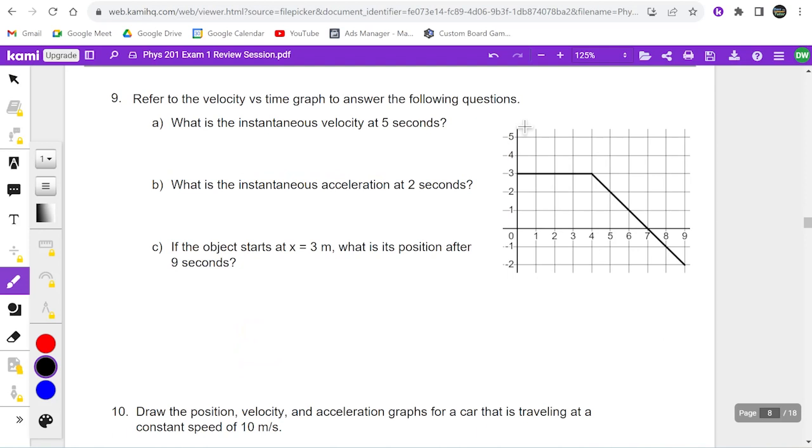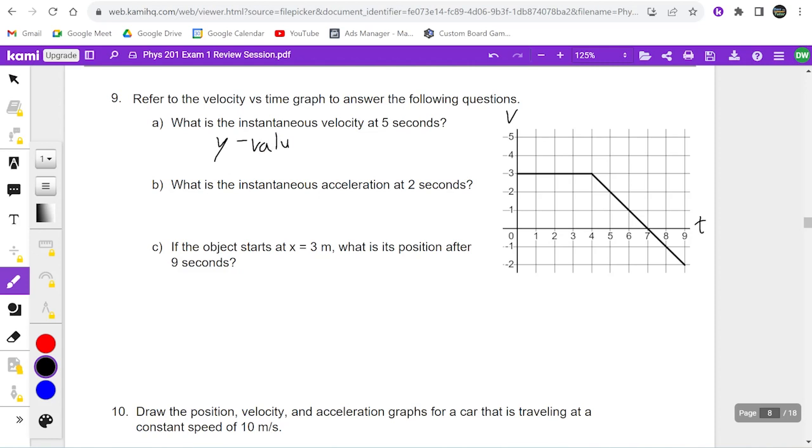So again, this time it's velocity versus time. And I'm going to ask the audience for this one. Can someone tell me, don't tell me the answer, just tell me what I'm looking for when I say instantaneous velocity at 5 seconds. You just look at the y value at exactly 5? Yes, the y value at 5.